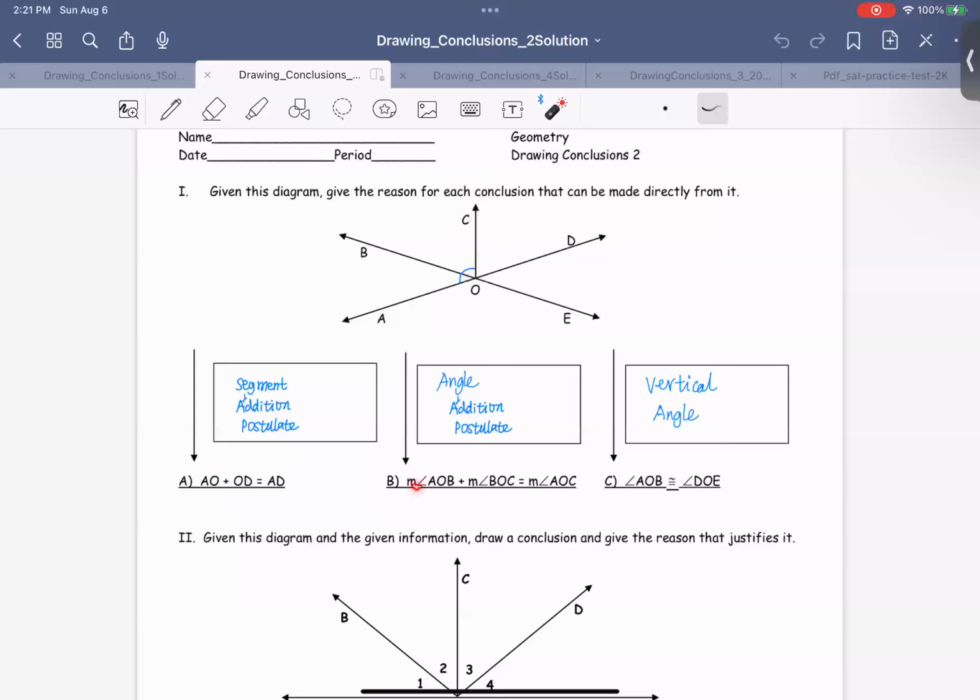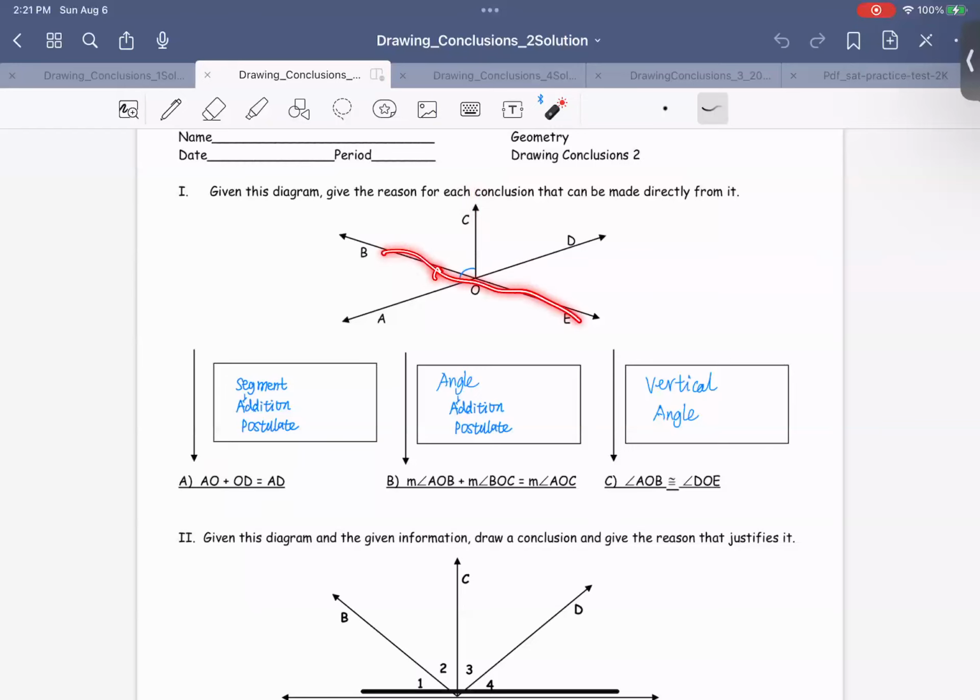And if you say the angle here, say angle AOB, this angle plus angle BOC equals angle AOC. If you have this guy, you don't just say, oh, it's of course for sure. You want to write down something called angle addition postulate. And for the vertical, everybody remember this.